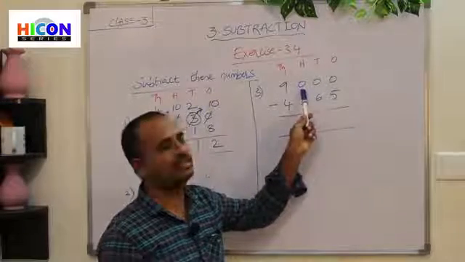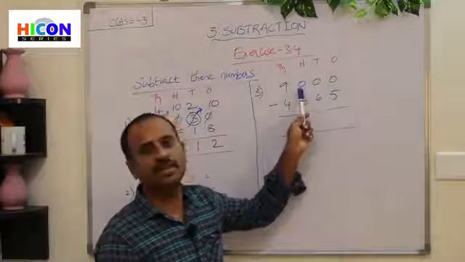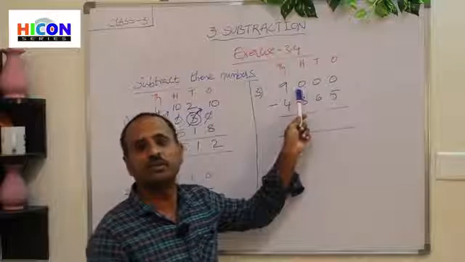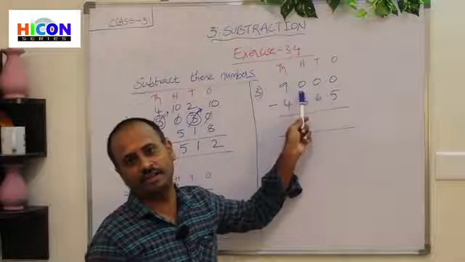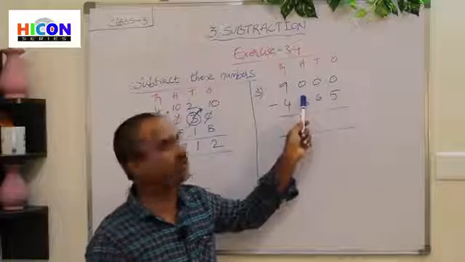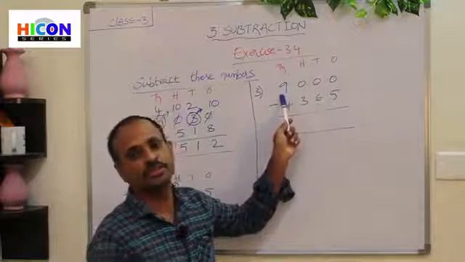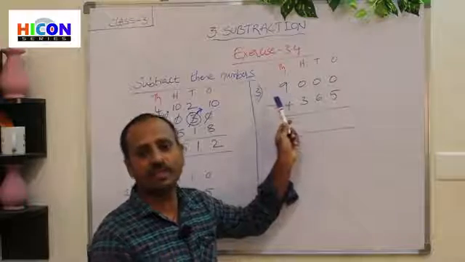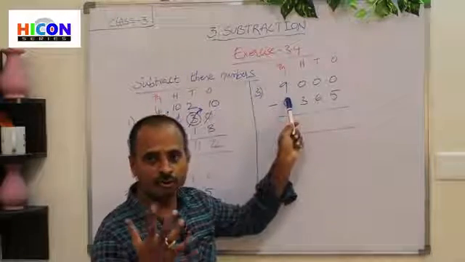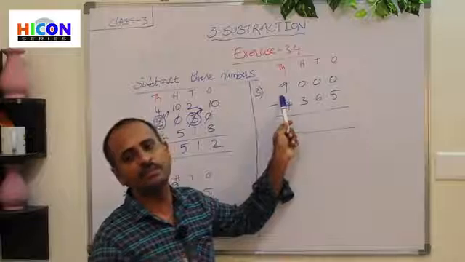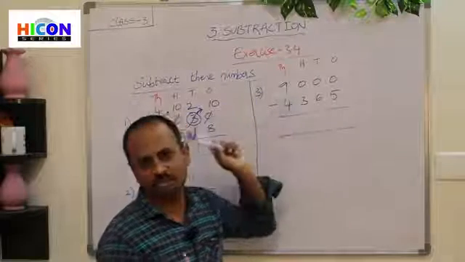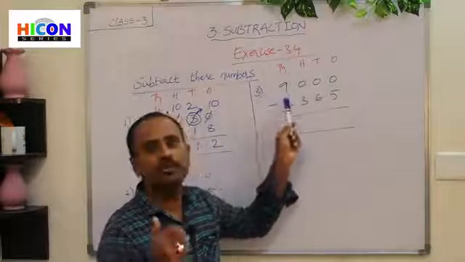What is its next place? Hundreds place. How many hundreds are there? Again there are 0 hundreds. That means there are no hundreds. So if there are no hundreds, then go to its next place. What is its next place? Thousands place. How many thousands are there? 9,000. So now regroup the 9,000 place. That means borrow from 9,000.